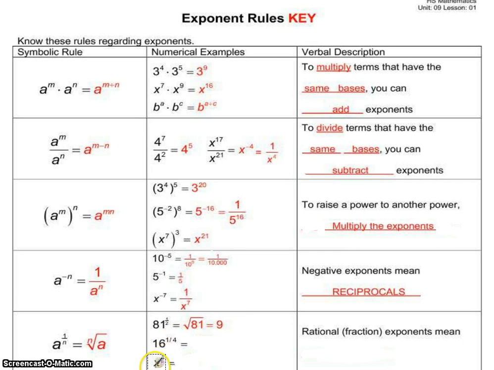In this case, my nth root is a 4, so it's the 4th root of 16, which would be 2. And then I have x to the 1 over 5, which is the 5th root, which would be this. So rational fraction exponents means, that's correct, roots.